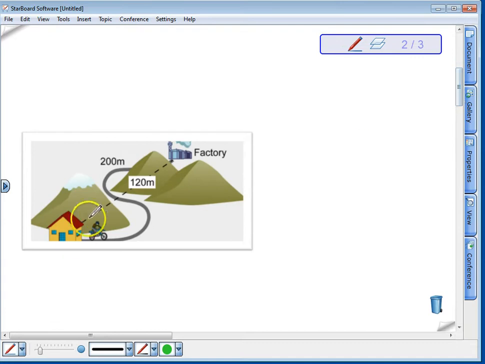Let's look here. If I'm traveling on this curvy street around these mountains, my distance would be this whole distance I rode, all the way to the factory, which is 200 meters. However, my displacement is not nearly so far. My displacement is the straight line from where I stopped to where I started, right? And that, it says, is only 120 meters.